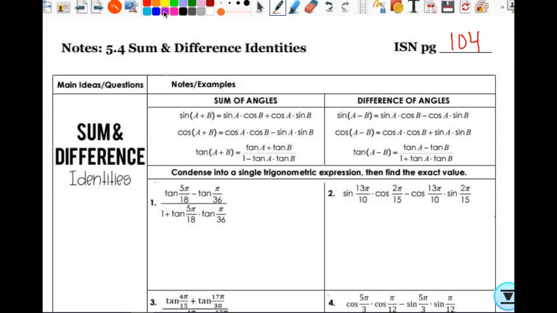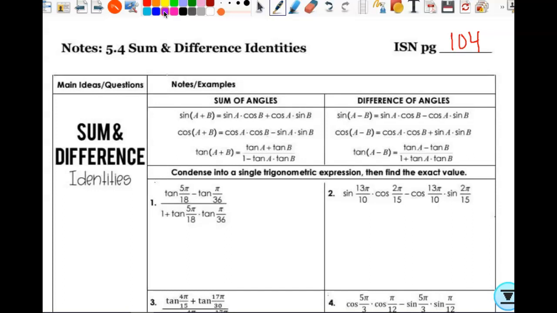Okay, so if you look at these two, we've got sum and difference, and one of the reasons that we need this kind of thing is if you look at number 1, part of this is the tangent of 5 pi over 18. That's not a value that anybody expects you to know, but maybe if we added or subtracted these together, then in the end we can get it to something that we can actually work with.